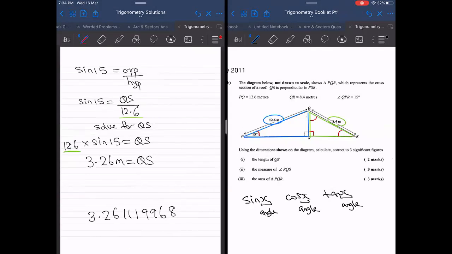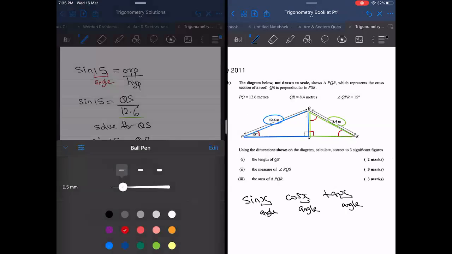So hence I'm saying sine 15. Remember, it's always the angle, the opposite over the hypotenuse. So I put in the opposite for the hypotenuse and we solve for QS.